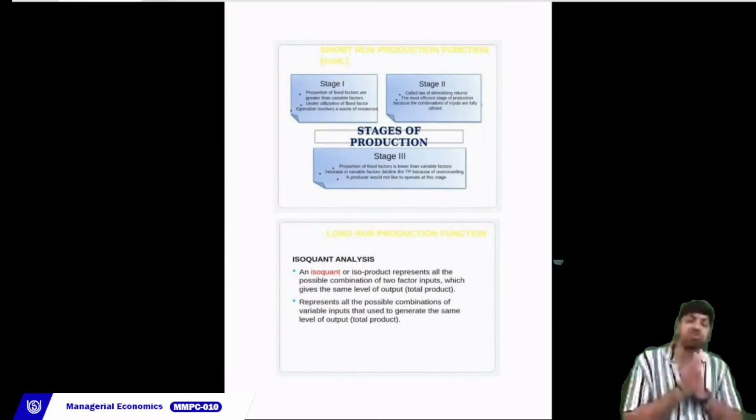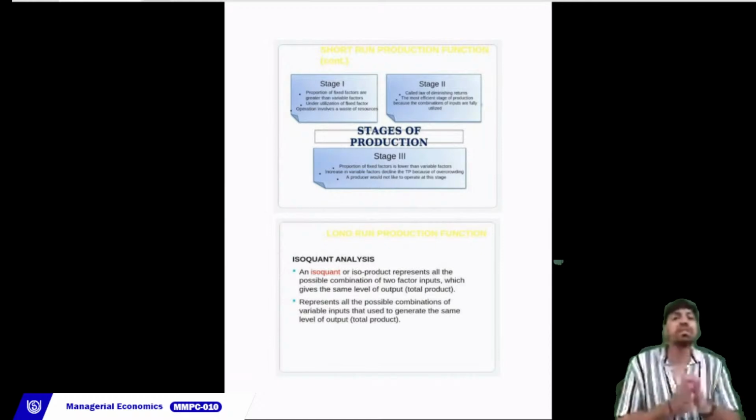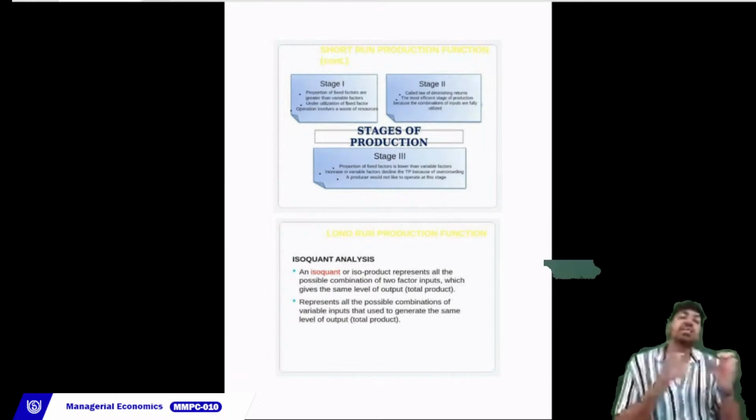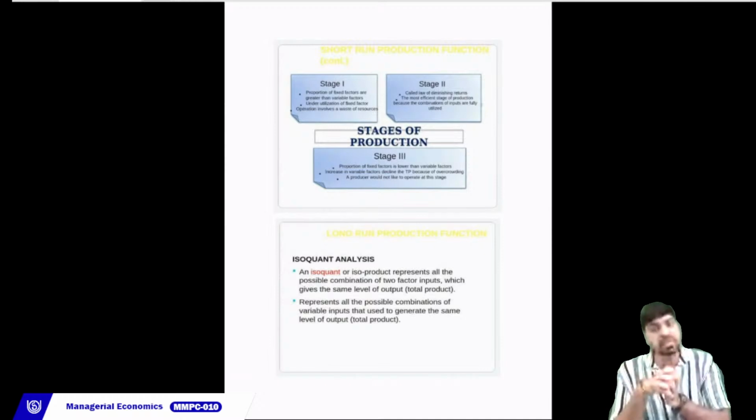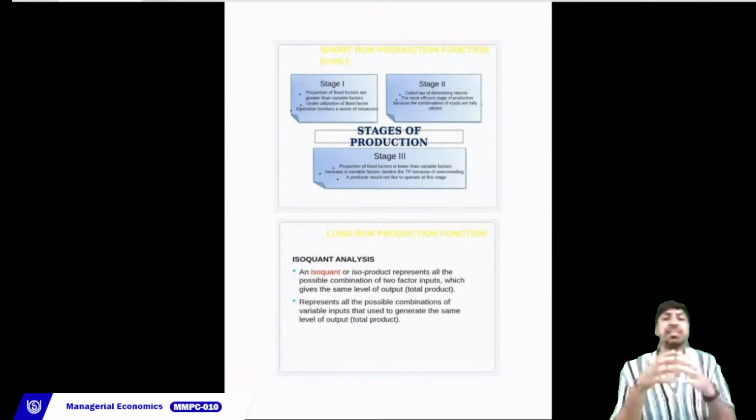So in stage one, it is very important to know that fixed factors are equally important while using the variable factors, and ultimately this is the outcome of stage third, where the producer would not like to operate at this stage. This stage is not profitable.